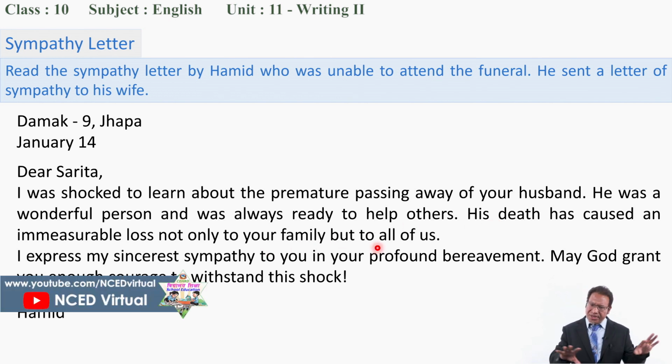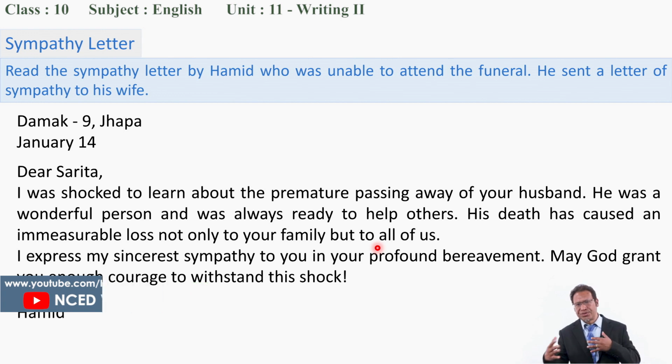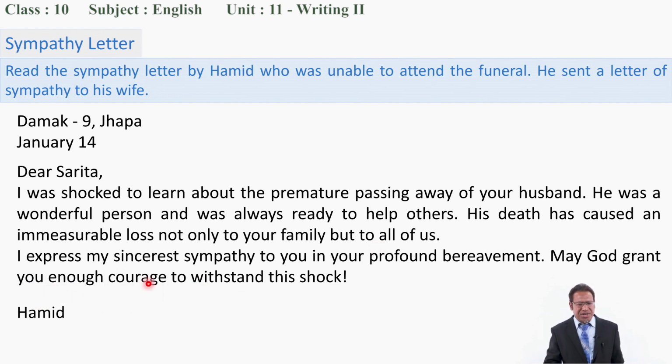You can write this in every case. You should also remember these kinds of sentences. I express my sincerest sympathy to you in your profound bereavement, in your sadness, in your pain and miserable condition. I express my sympathy. I express my condolence. I extend my condolence. Like you will say, I express my sincerest sympathy to you in your profound bereavement.